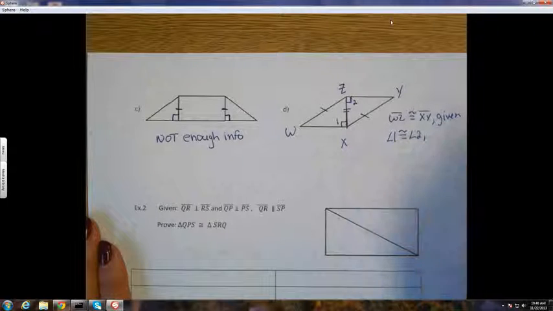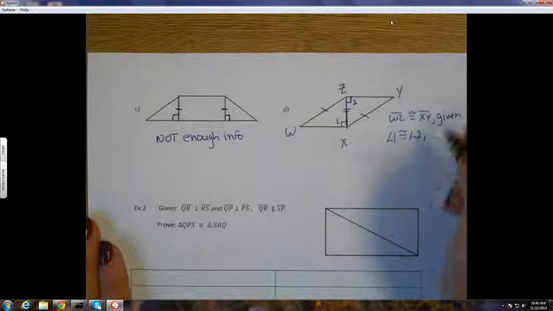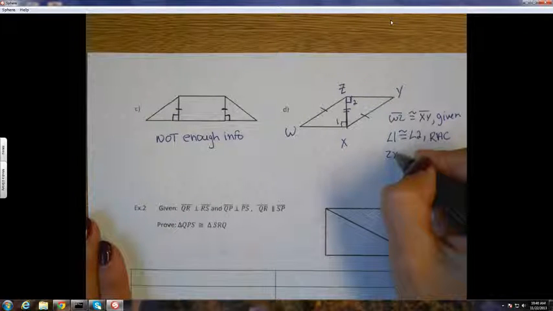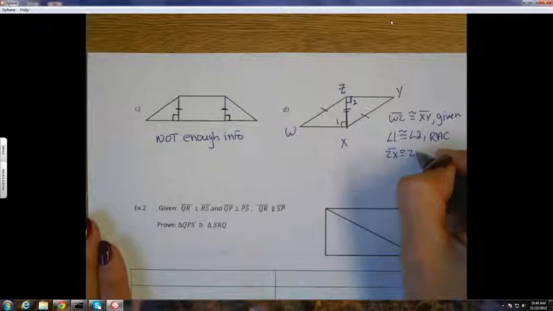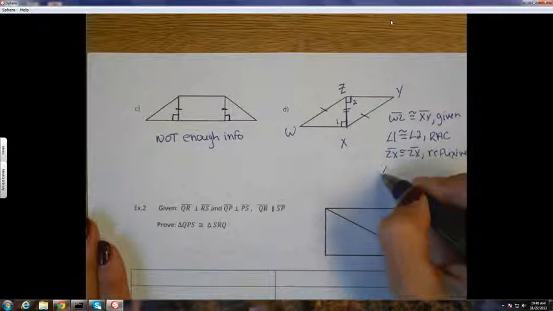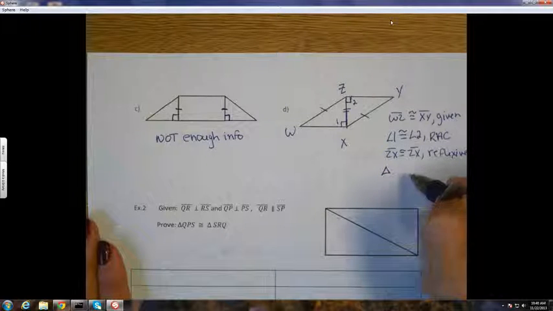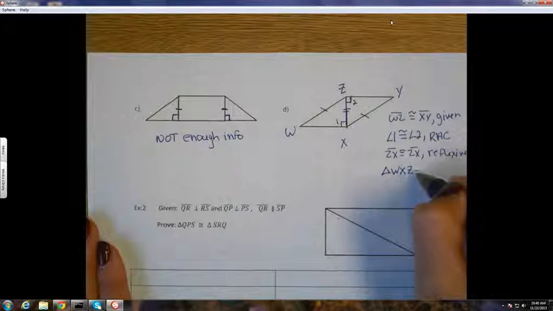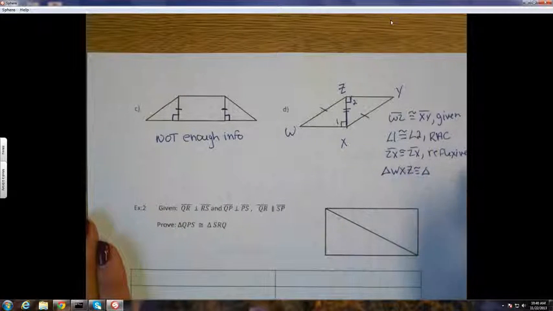It's not given. I didn't put arc marks there to say that it's RAC. Those are right angles, and right angles are congruent. And then you told me ZX is congruent to ZX by reflexive. Triangle, I'm going to go W, X, Z. You match that correspondence for me.